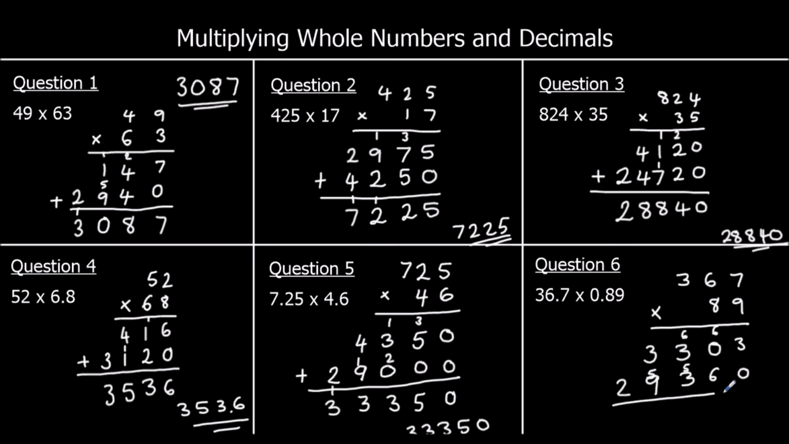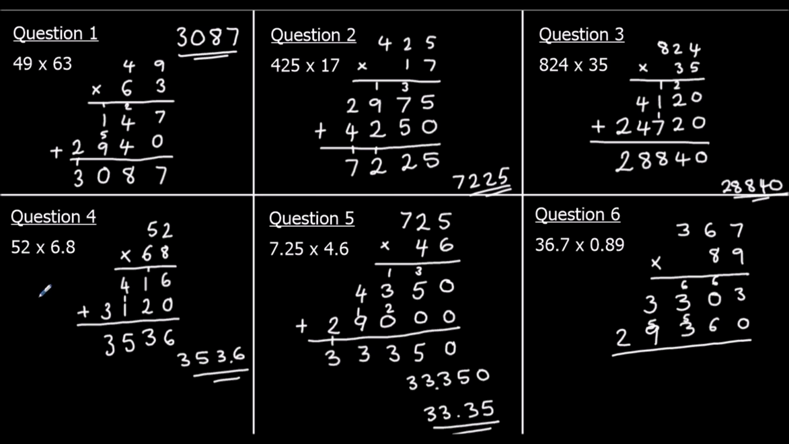So add them up. 3 plus 0 is 3. 0 plus 6 is 6. 3 plus 3 is 6. 3 plus 9 is 12. And 2 plus 1 is 3. So I've got 32,663. But let's change it back. So I had 3 numbers after the decimal point in the question. So I want 3 numbers after the decimal point in the answer. So 32.663.